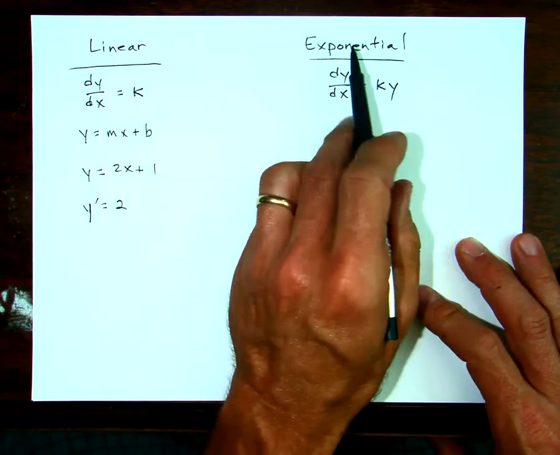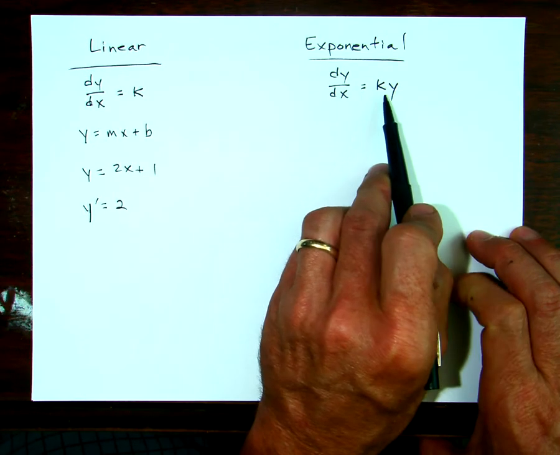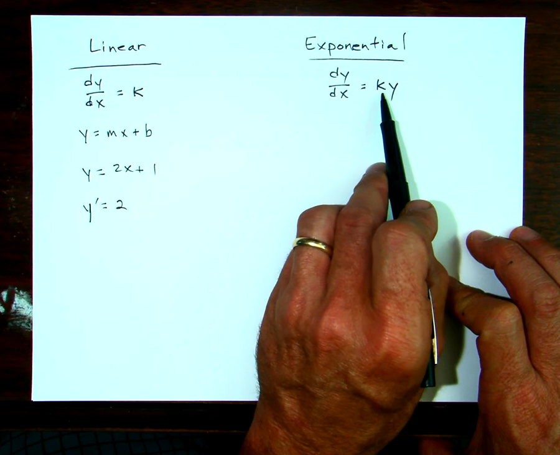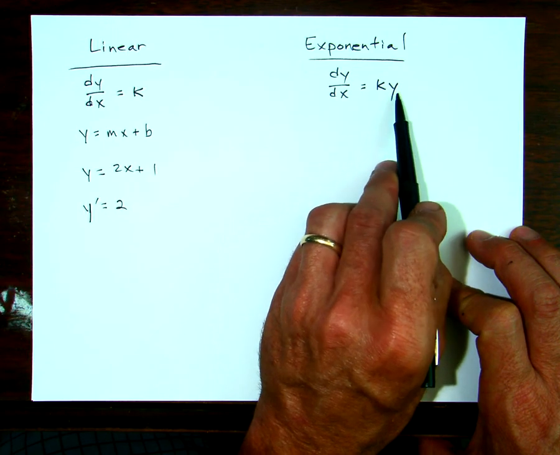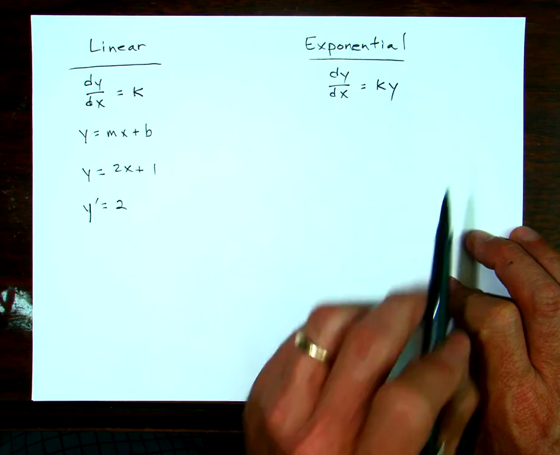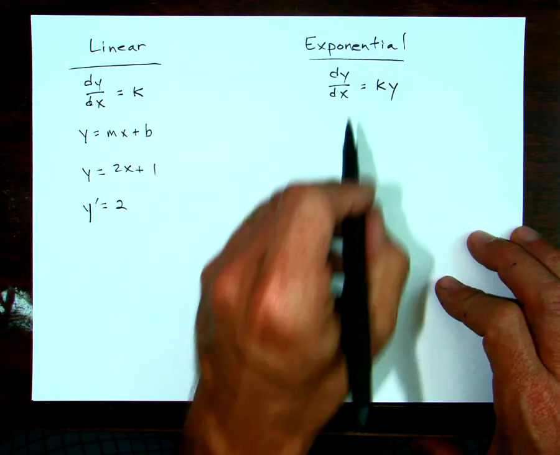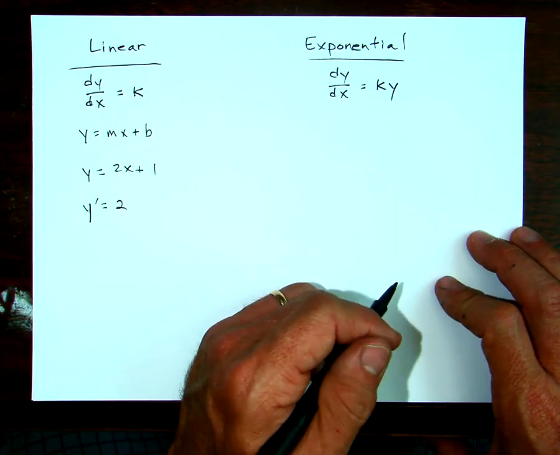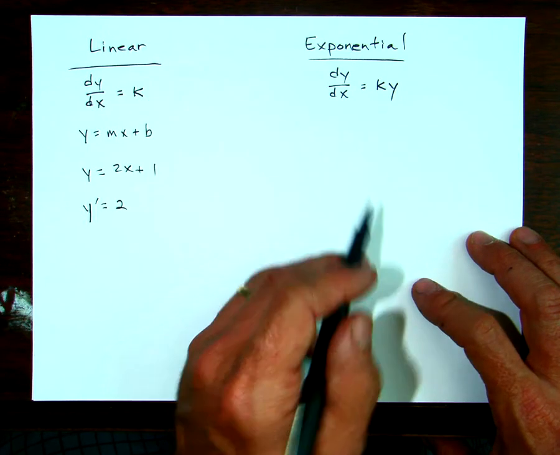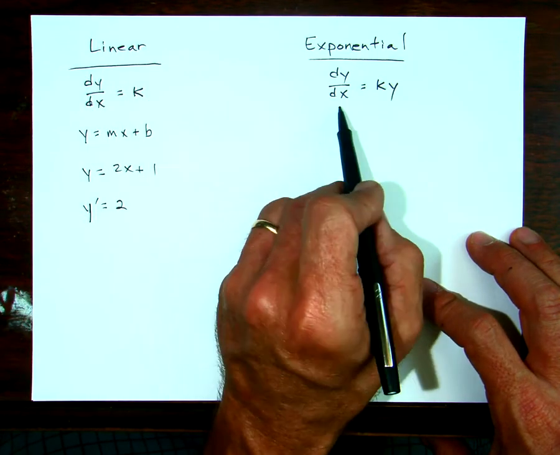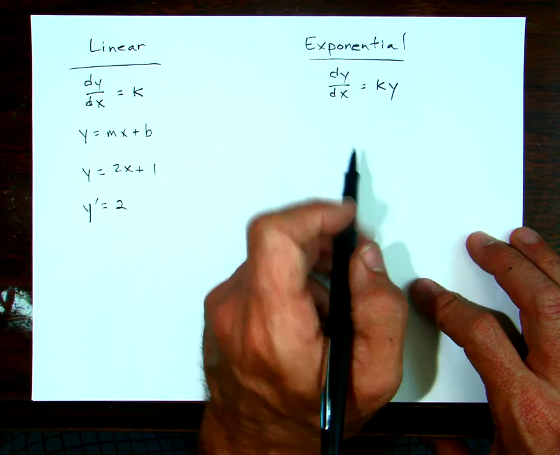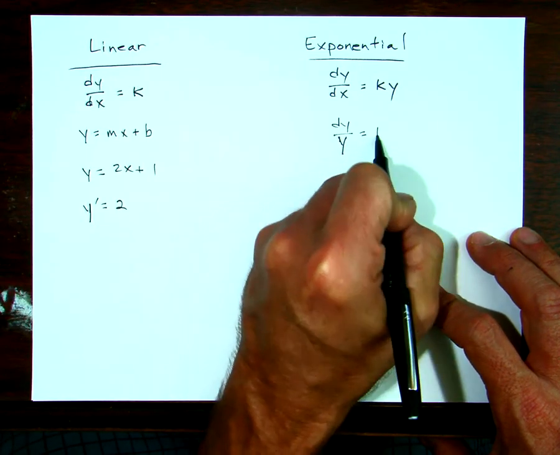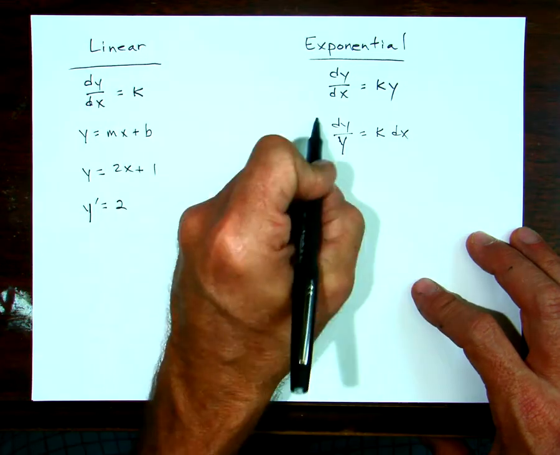For exponential, the rate of change is proportional to how much we have. Right. So that's what this says. It's not just a constant, but it's a constant times how much we originally had. So let's think about how we might solve this differential equation to see what kind of a function it gives us. If we use the same idea of the separation of variables, what I want to do is get the y over here with the dy and the dx over to the other side. So it's going to look like dy divided by y equals k dx.